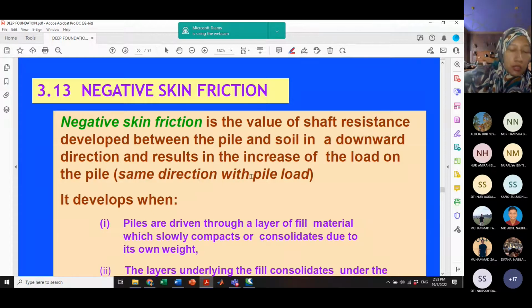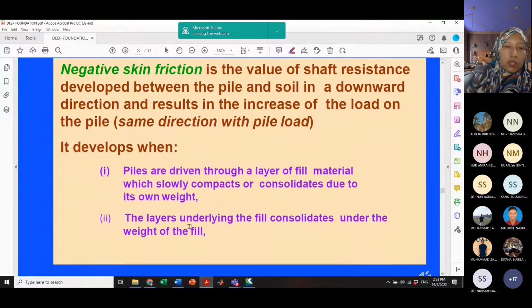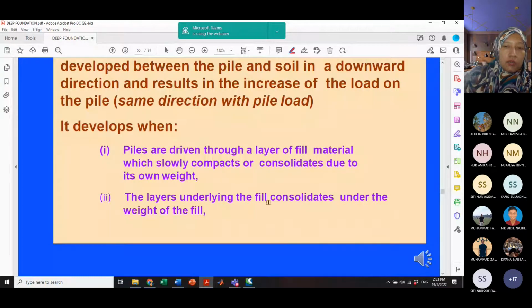Maknanya kalau tadi you akan nampak perbandingan antara nilai QB dengan QS, ada yang QB besar, QS kecil kan. So now kalau kat case negative skin friction ni kita boleh nampak yang mana QS ni increase the load of the pile. So dia akan bagi nilai lebih besar lah. So it's developed when piles are driven through a layer of fill material which slowly compacts or consolidates due to its own weight, ataupun the layers underlying the fill consolidate under the weight of the fill.